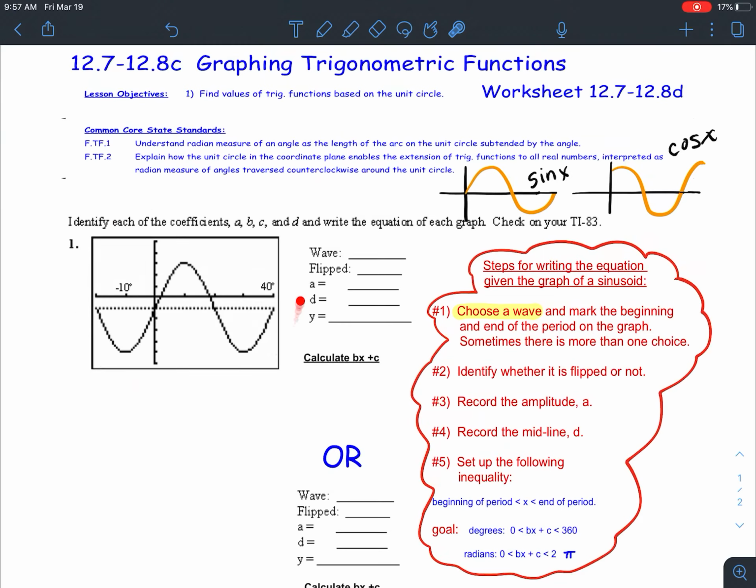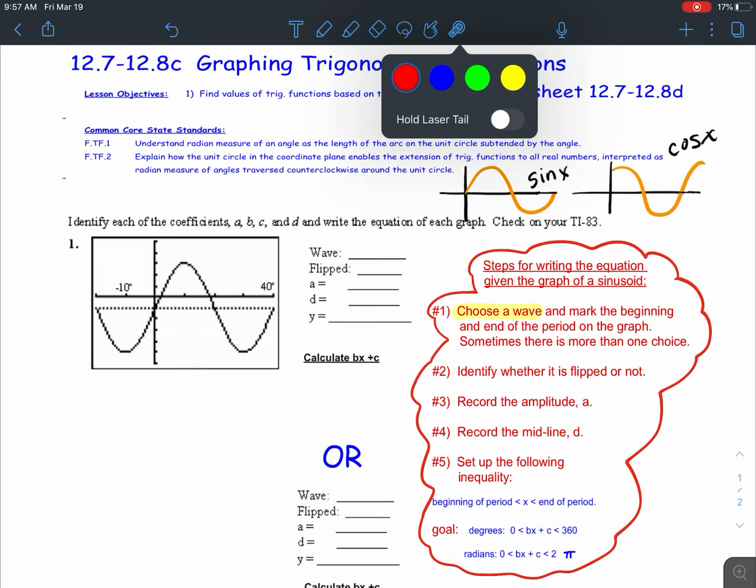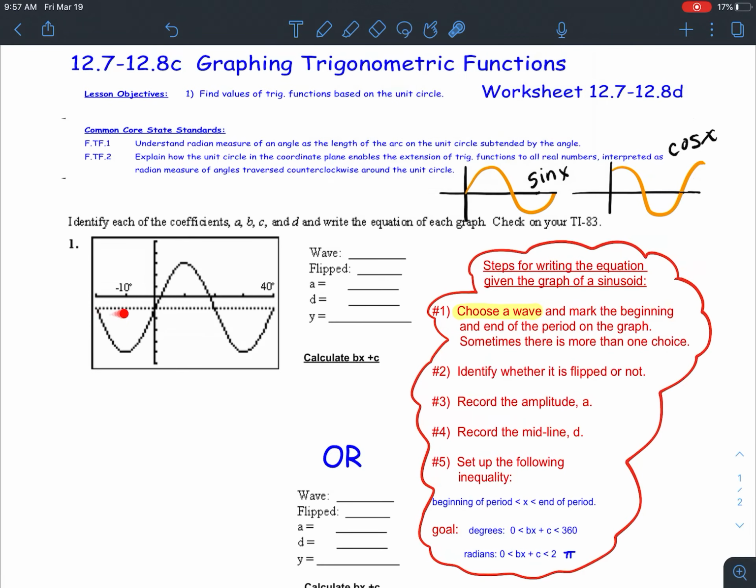And again, please keep in mind that there are sometimes more than one choice. In fact, in this particular problem, there are 3 different ways of doing it. The 2 examples that we're going to look at today, we're going to do both of them 2 different ways, just to show you how there are multiple ways to do this. Here's one thing that I noticed: this dotted horizontal line that you're seeing in the graph represents the midline.